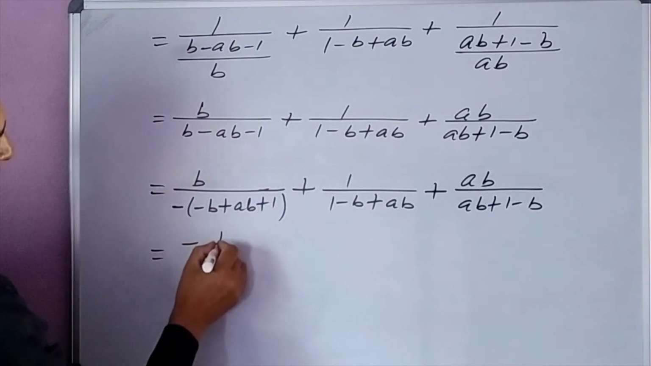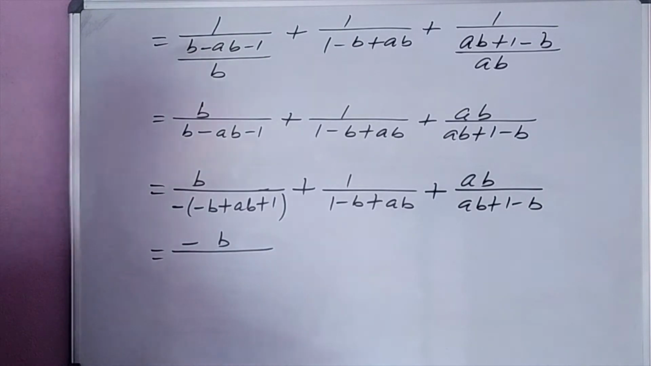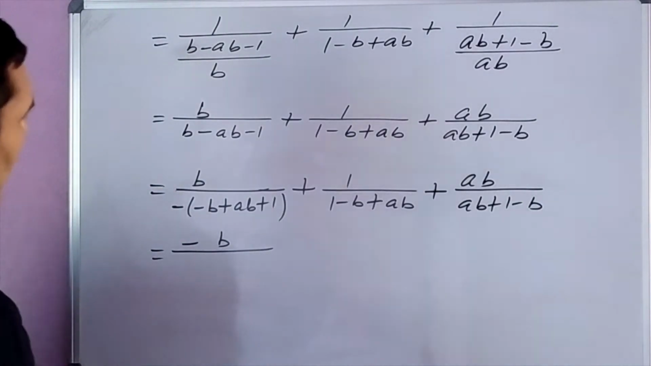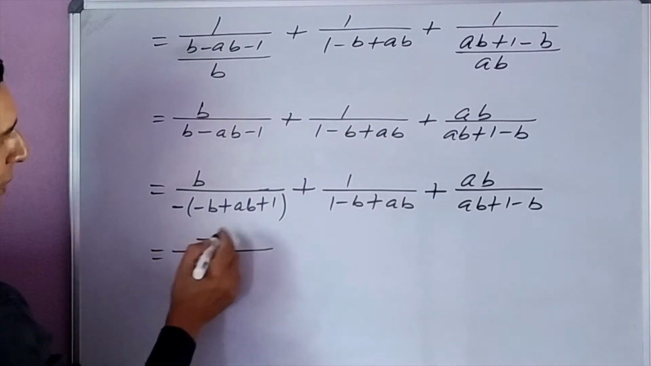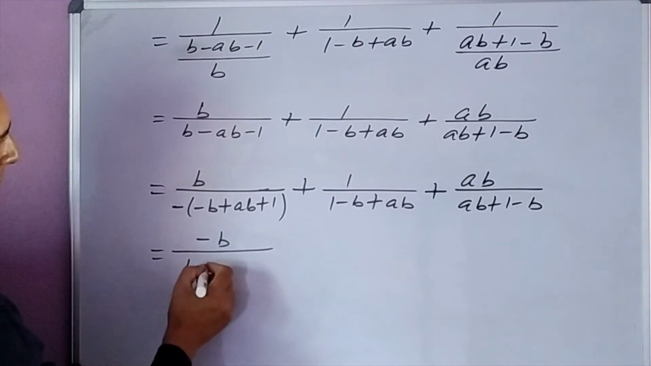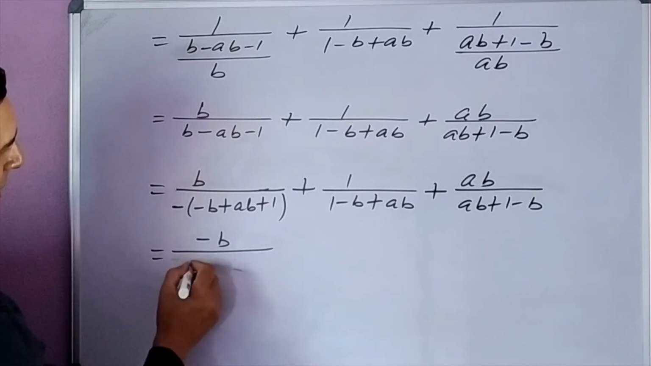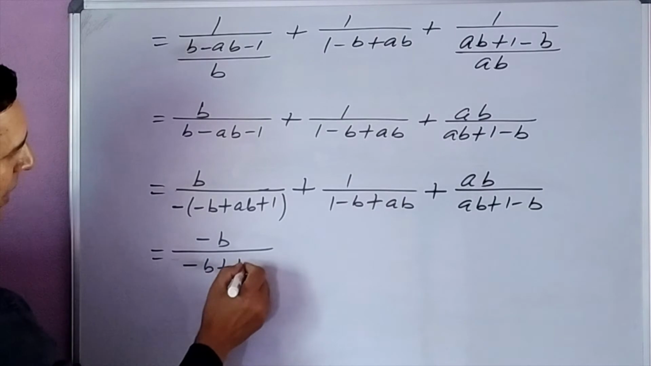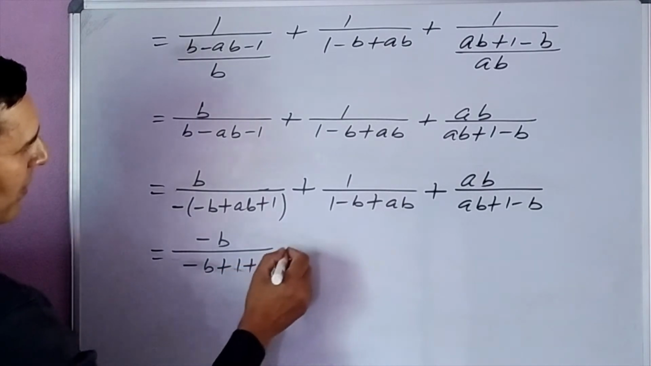This is minus b. This minus goes up here. Minus b upon, you can write in order, 1 minus b, or minus b minus b plus 1 plus ab, like this.